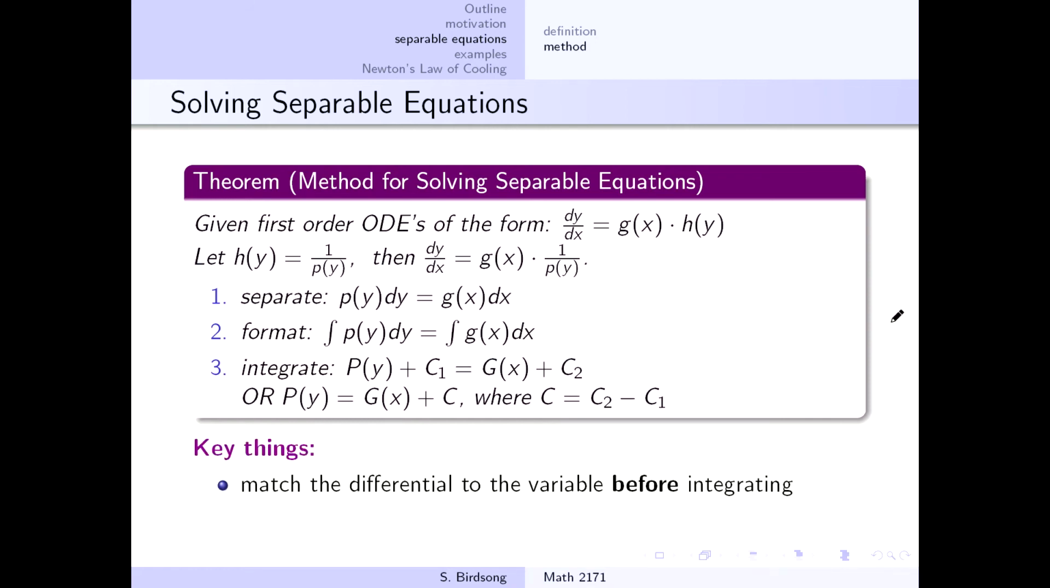Now, a couple things to note. First thing is, you have to match your differential, your dy or dx, dt, whatever variables you have, to the variable before integrating. So notice here in this first step before we integrated, back when we were doing all of the algebra, the dy is with a factor that had the y's, dx is with a factor that had the x's, and notice here this factor is not the same as the original. It's actually the reciprocal of the original factor because you moved it to the other side. This goes hand in hand with the fact that you cannot have any more than one variable per side of your equation. If you do, you're going to do something wrong.